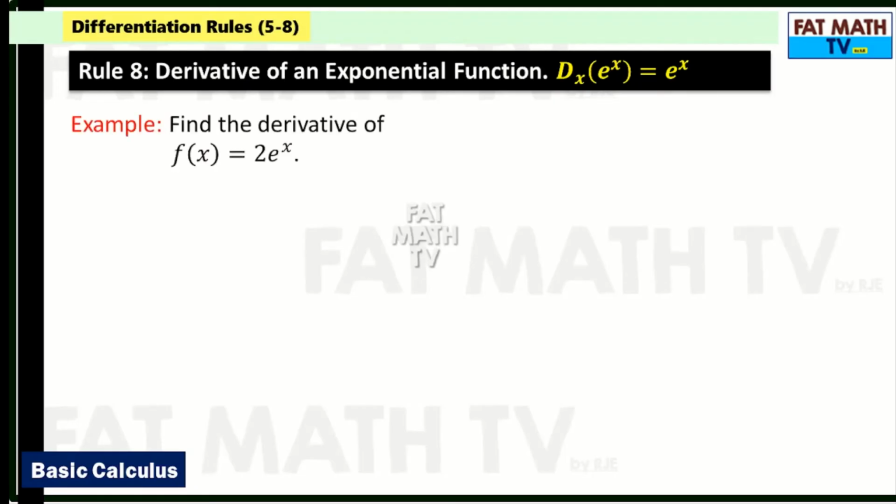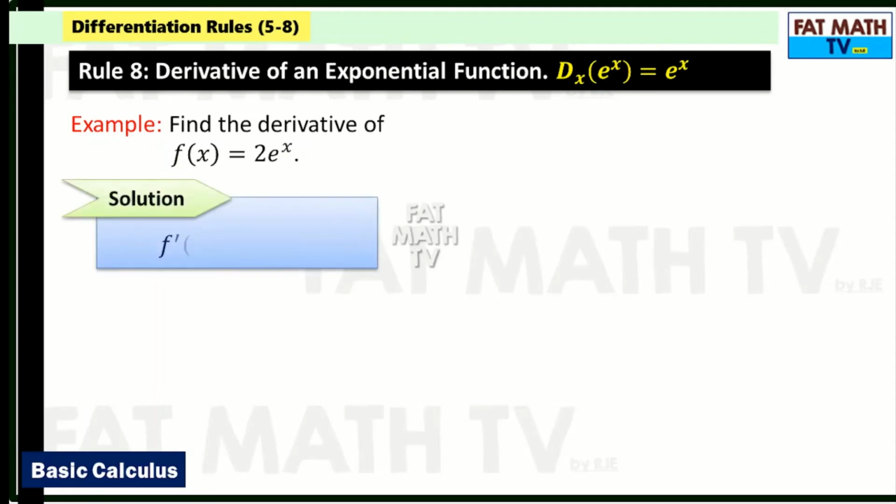Okay, find the derivative of 2e raised to x. So this is just a constant multiple. So 2 times the derivative of e raised to x. So 2 times the derivative of e raised to x is itself. So e raised to x, 2e raised to x.